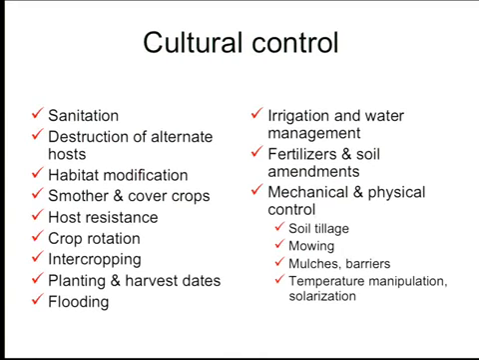Next. So there's a bunch of different practices. Sanitation, destruction of alternate hosts. For example, sanitation means that you get rid of all the diseased stuff that you find, fruits or leaves or stems, and burn them or compost them. Destruction of alternate hosts: a weed, for example, that has aphids that maybe carry a virus that will be transmitted, well, get rid of that.